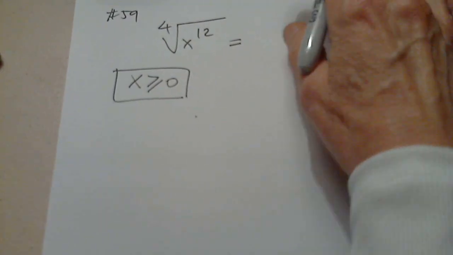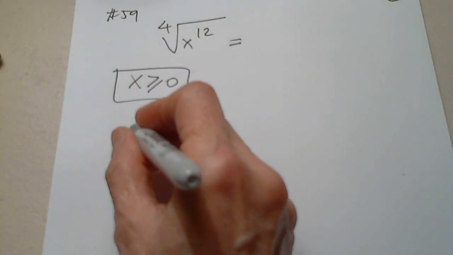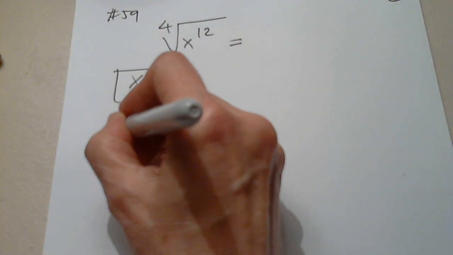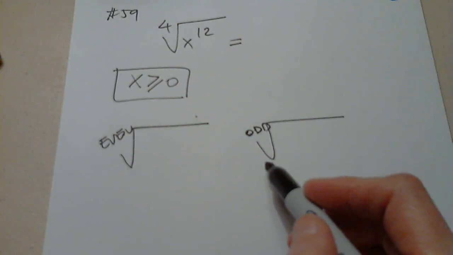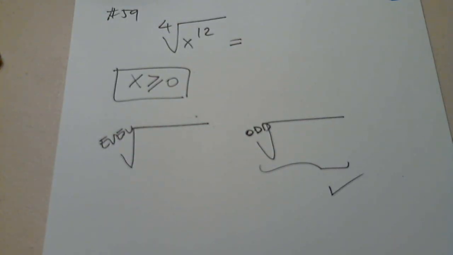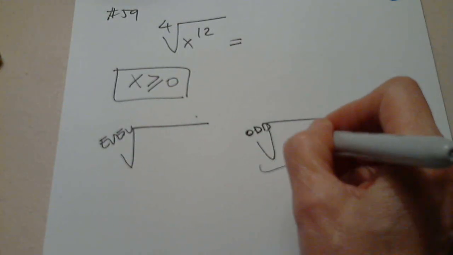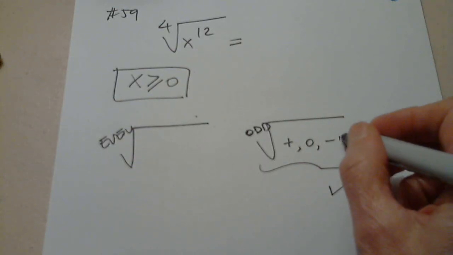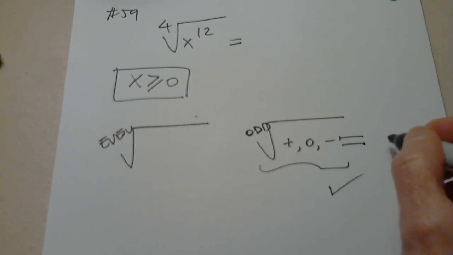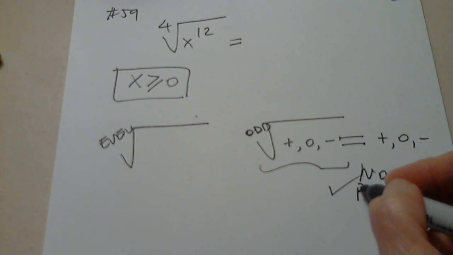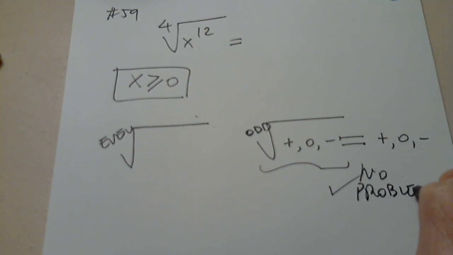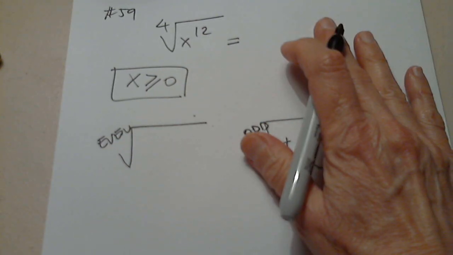So I want to come back for a second to those two possibilities with an even index and with an odd index. And I said that this is excellent because I can have positive, I can have zero, I can have negative. And the answer is positive, zero, or negative. No problems whatsoever. I love this.